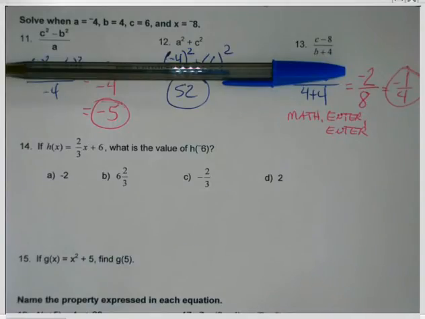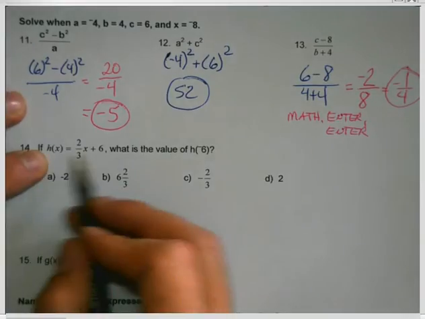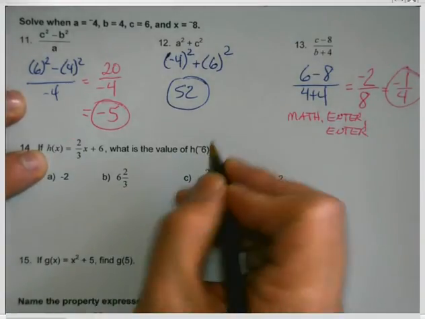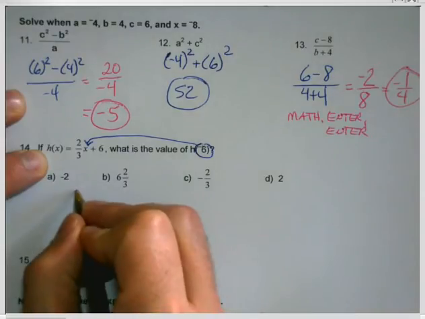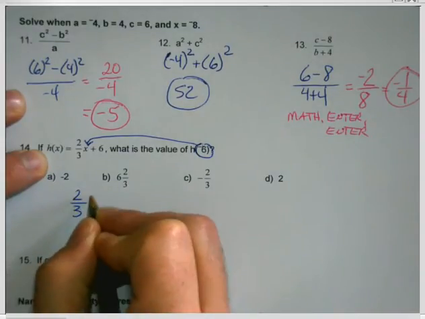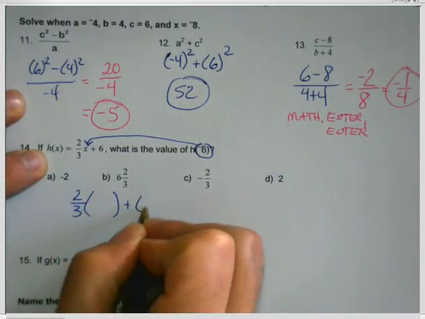And the same goes with any of these. Okay? If h of x equals this, what's the value? In other words, take that negative 6 and plug it in for x. Now here's one thing I'm going to make a suggestion on.